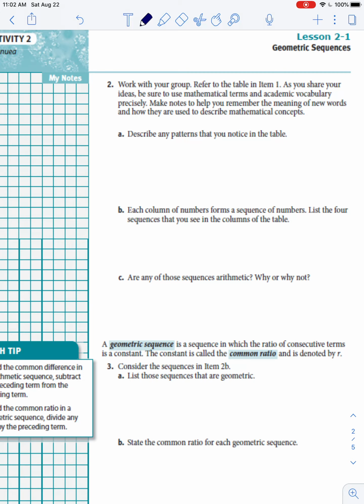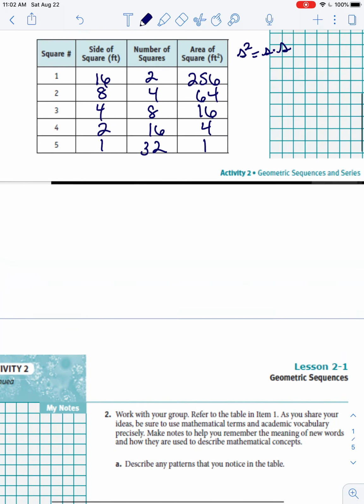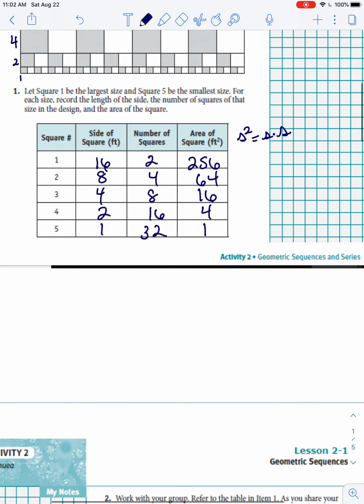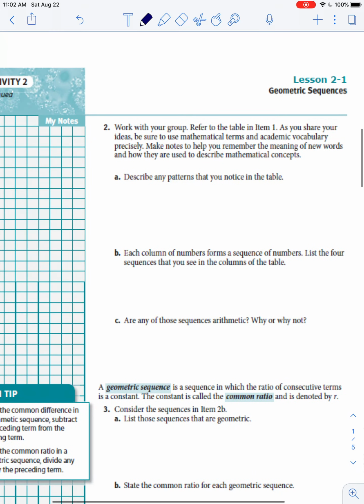All right, so on the next page, they ask us to work with our group and come up with some patterns. So what we're going to do is think about the patterns that we notice in that table. If we look back at that table again, I see as the square number increases by 1, the side length of the square is decreasing. It looks like it's dividing by 2. So that's one pattern I noticed.